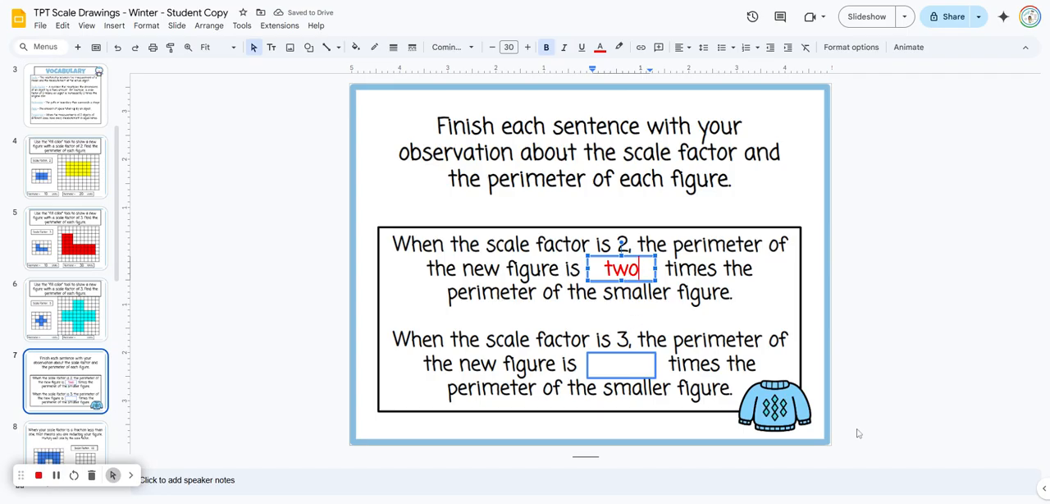When the scale factor is 3, the perimeter of the new figure is 3 times the perimeter of the smaller figure.